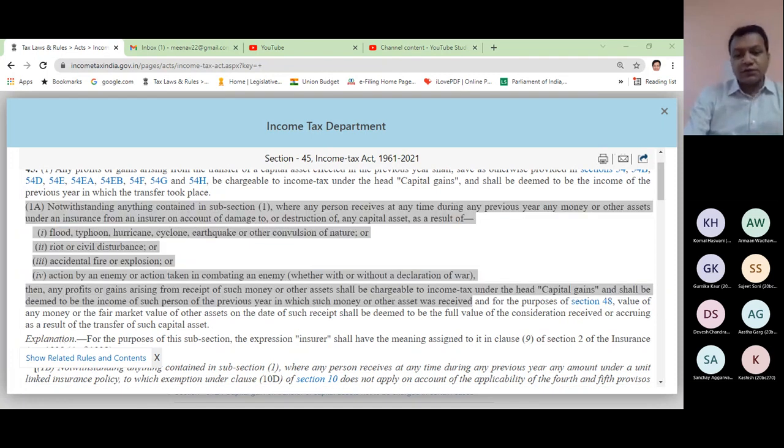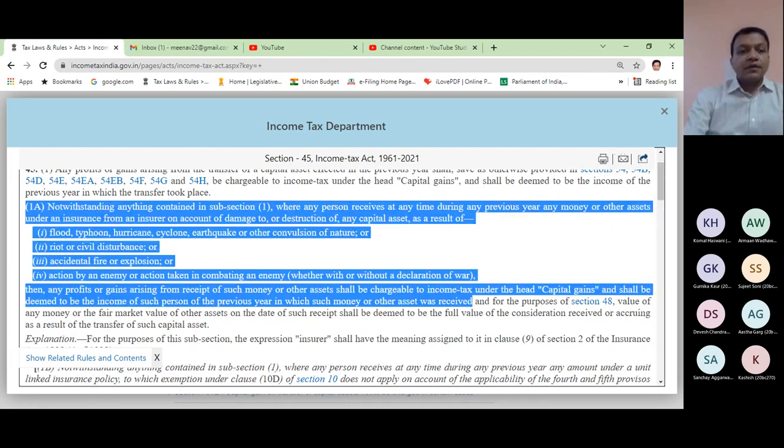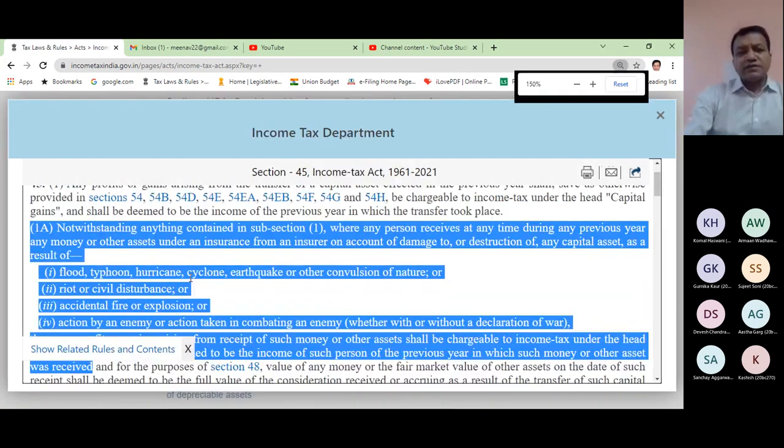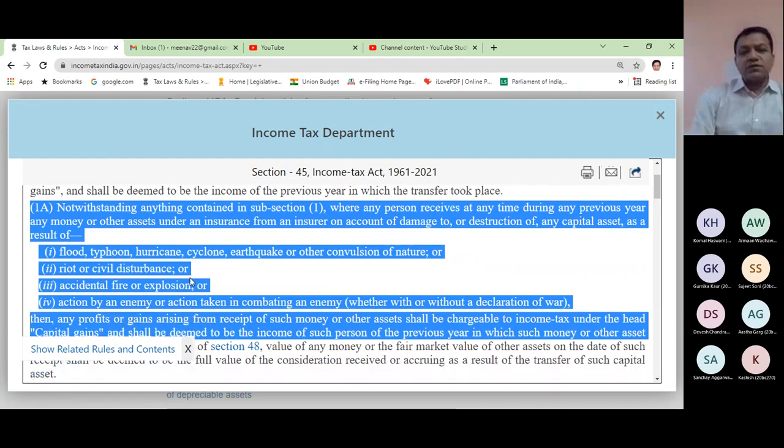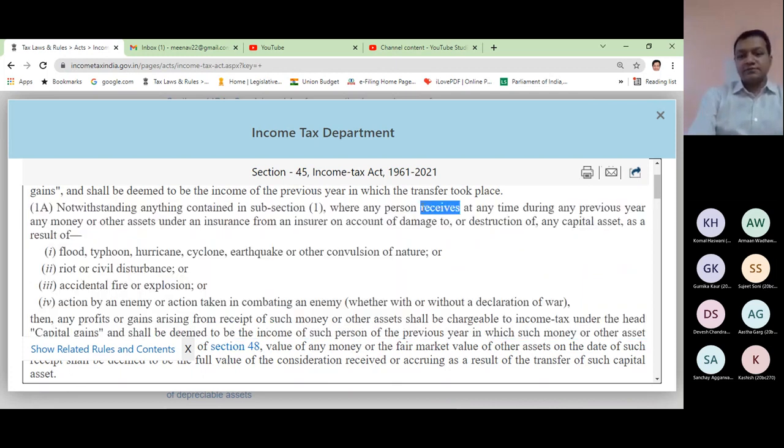What technically section 45(1)(a) says, notwithstanding anything contained in subsection 1, it does not matter what subsection 1 says. Ignore subsection 1. What 1(a) says is final. Where any person receives, so the word receives, at any time during any previous year, any money. Now it does not talk about only cash or directly bank account transfer from the insurance company. It talks about what?